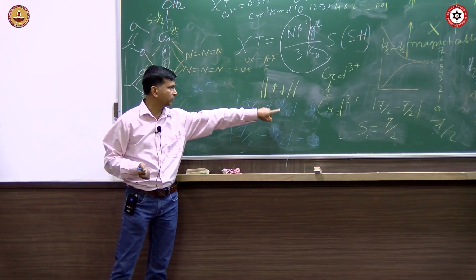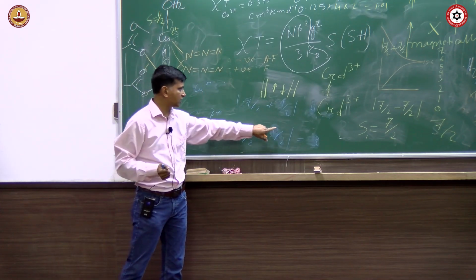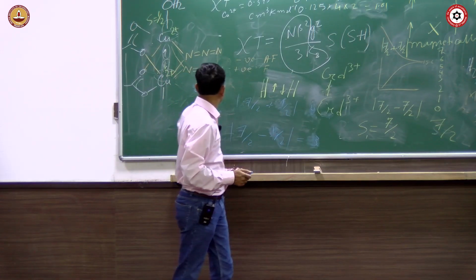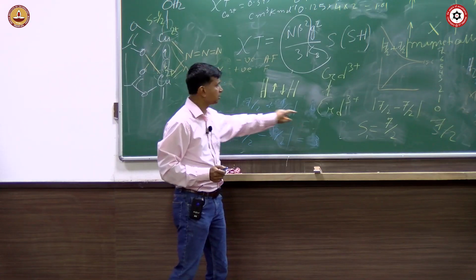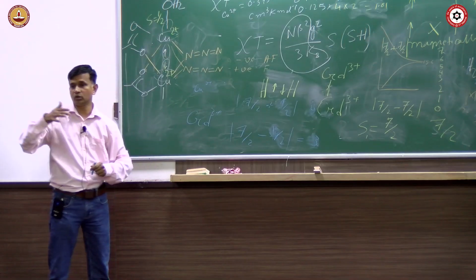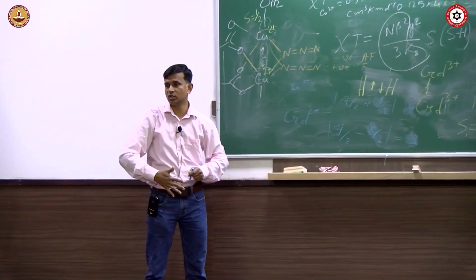So 7 plus 1, 8 by 2, 4, and 7 minus 1, 6 by 2 is 3. So this will be the states only. For copper, this couple will have only 2 states. For manganese, you have many more states. So it depends upon the general procedure, and how many states there will be.